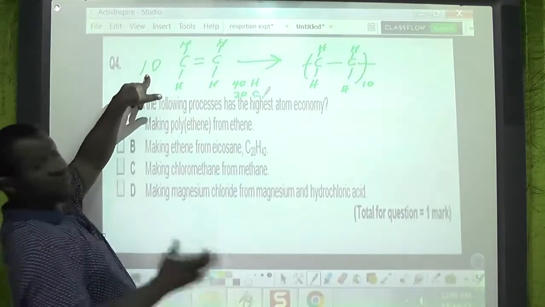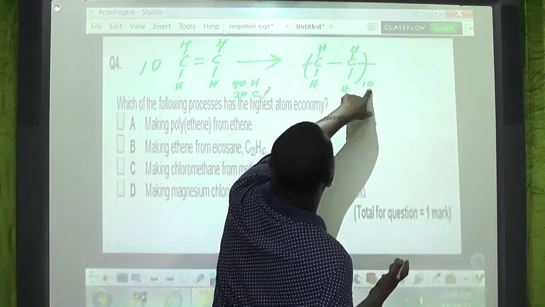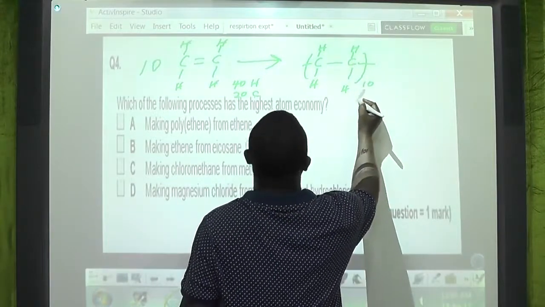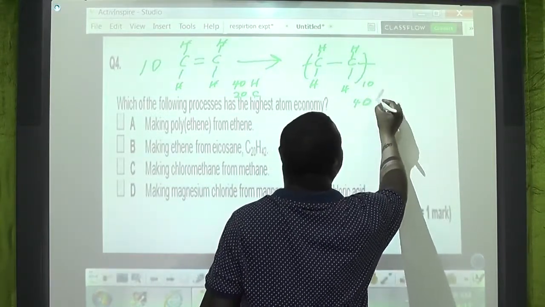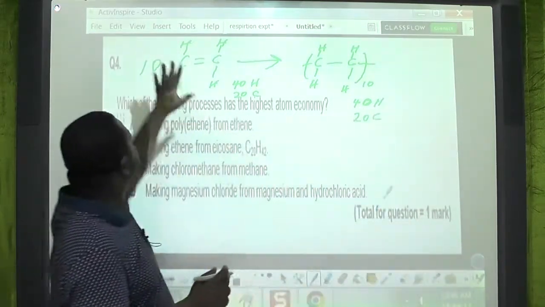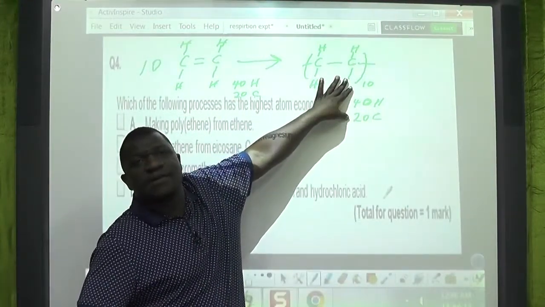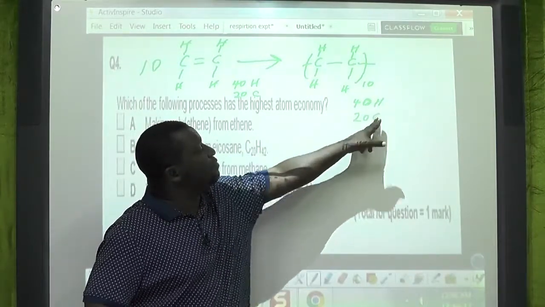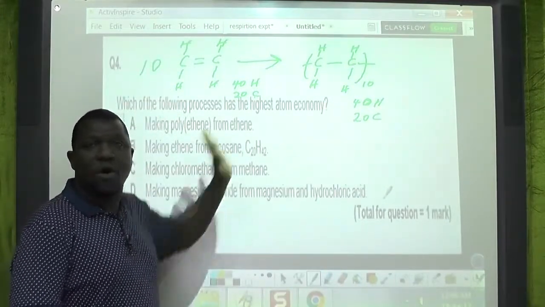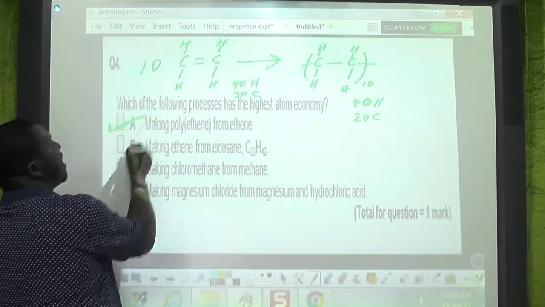If I make it 10, just for example, you put n here in the exam. And I make this one 10 also because it's addition polymerization. So this will also be 40 hydrogen and 20 carbon. Same mass I got here is the same mass I got here. That means if I use my formula, Mr of desired product multiplied by this, divided by Mr of the reactants, I will get 100%. This tentatively, I'm choosing it as my answer.